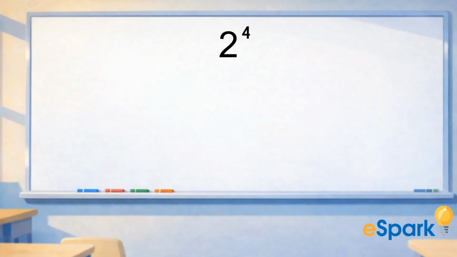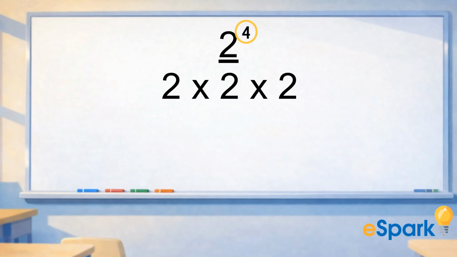Let's look at this expression, 2 to the 4th power. The big number 2 is our base, and that little number 4 is our exponent. The exponent tells us exactly how many times to multiply the base by itself. Since our exponent is 4, we write 2 times 2 times 2 times 2.